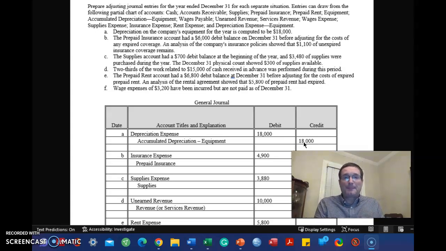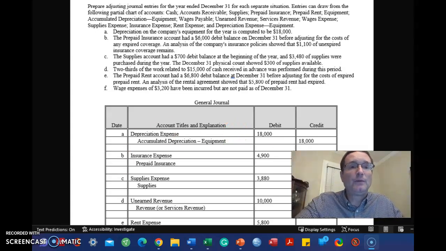Moving on. B: the prepaid insurance account has a debit balance because it's an asset. The normal balance for assets is a debit. On December 31st, before adjusting for the cost of any expired coverage, meaning used up, consumed, analysis of the company's insurance policies showed that $1,100 of unexpired insurance remains.